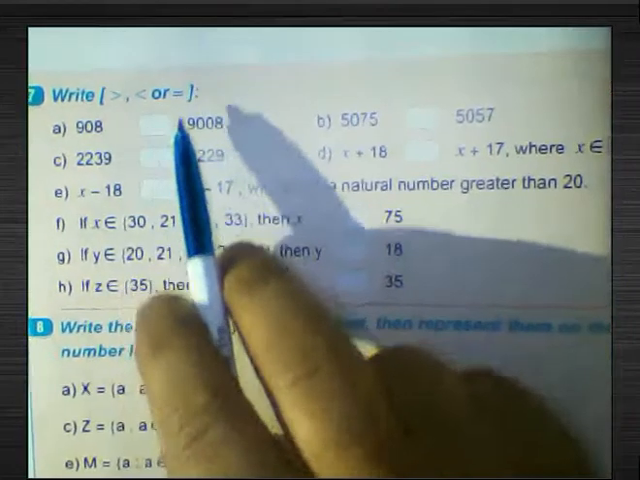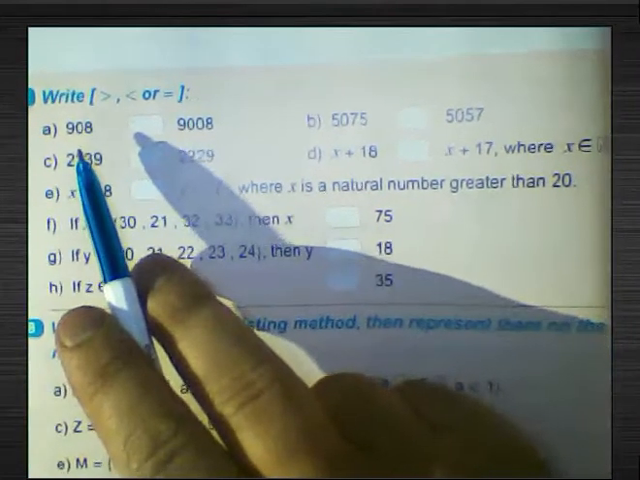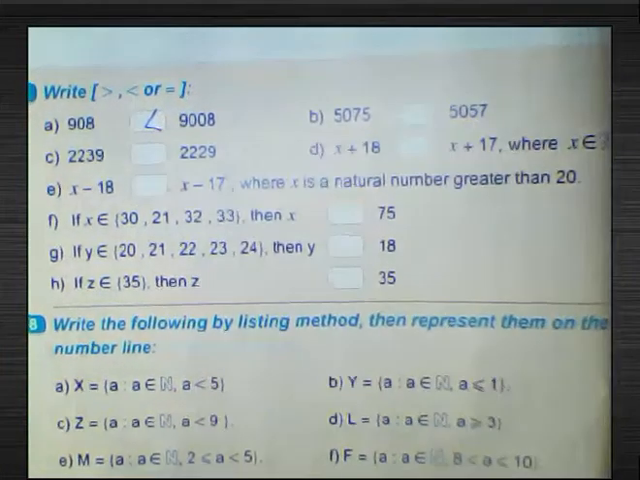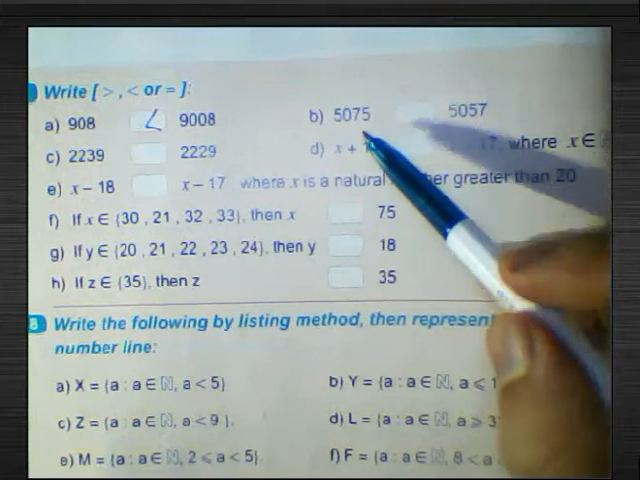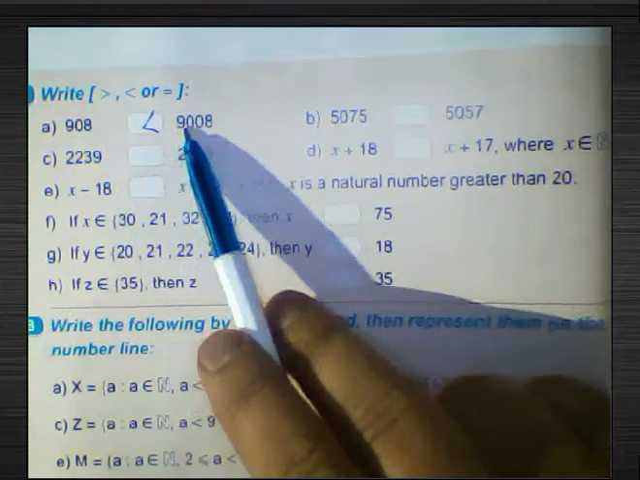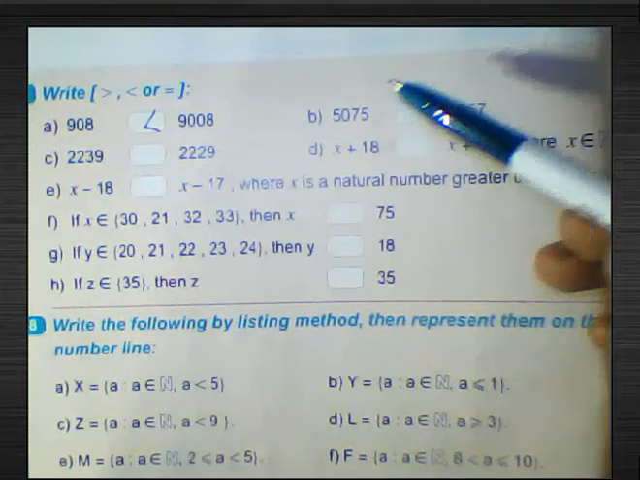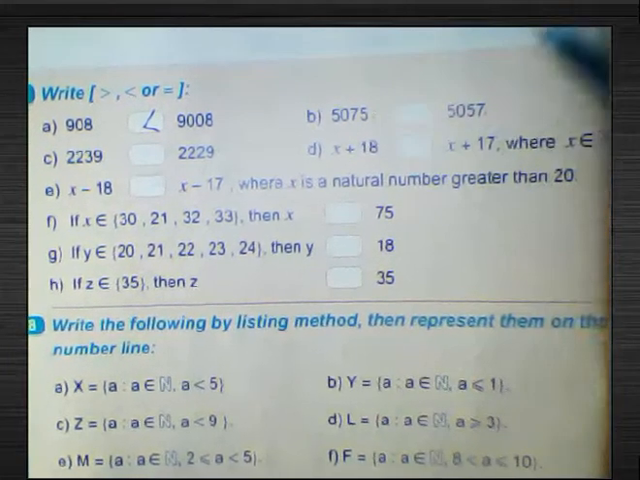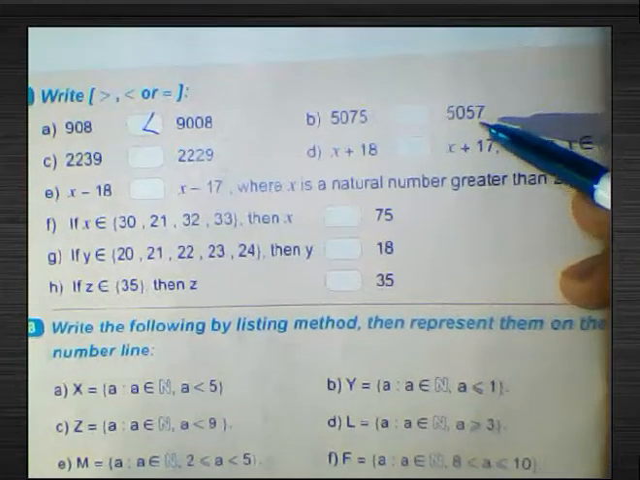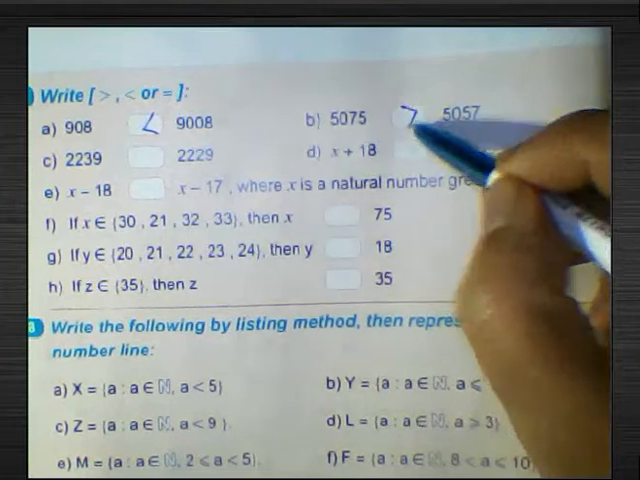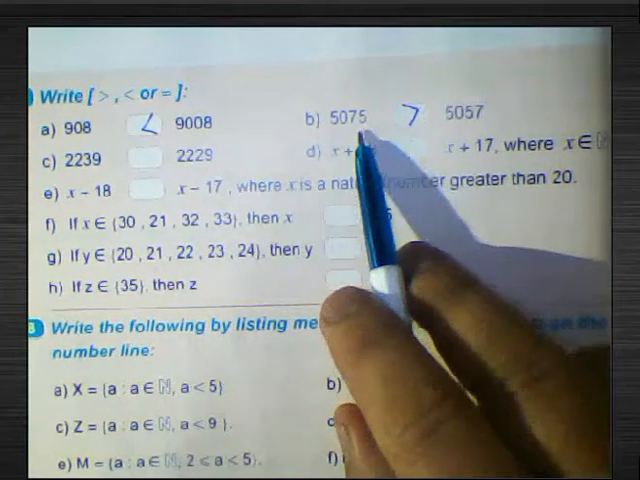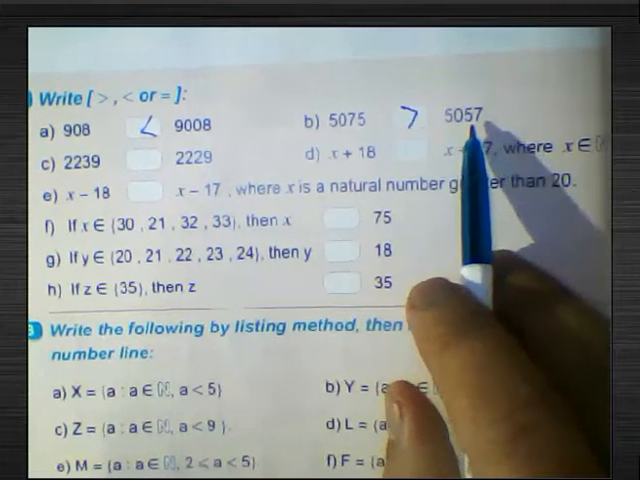Write more than, less than, or equal to. 908 and 9008: less than. Again, 908 and 9008: 9008 is more than 908. 5075 and 5057, write the sign, because 5075 is more than 5057.